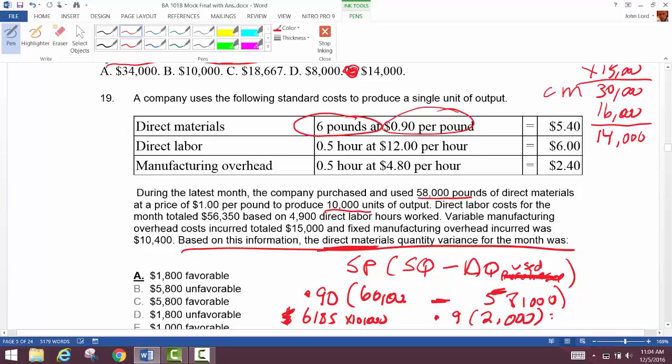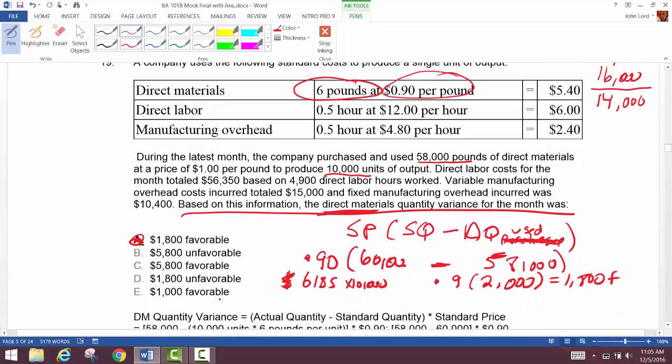And that's going to give me what? 1,800 favorable. Why is it favorable? It's positive as the sort of mechanical answer, but also it's favorable because they were supposed to use 60,000 and they only used what? 58,000? Okay, good.